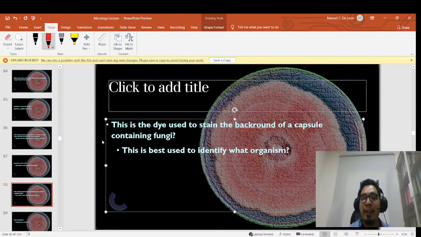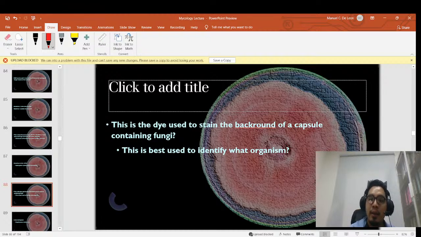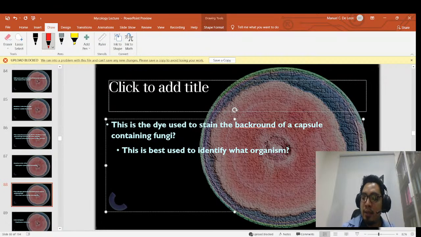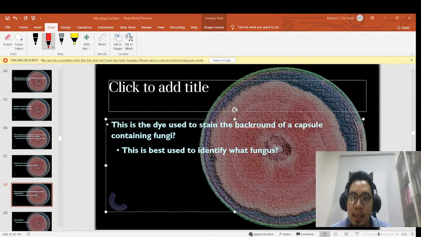Now, this is best used to identify what organism, or rather, what fungus? Let's just write fungus. What fungus? Cryptococcus. Cryptococcus what? There's a lot of Cryptococcus. We're talking about medically important Cryptococcus. Somebody answered on the chat, but the answer is written wrong. If we can correct it, I would consider it a correct answer. AJ, try to correct your answer.